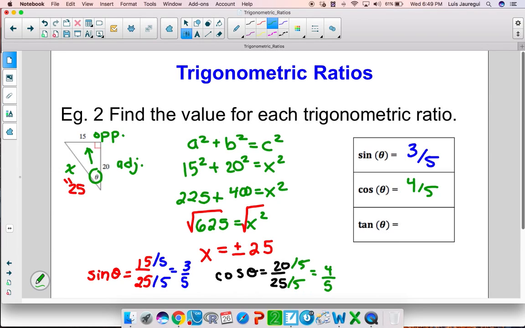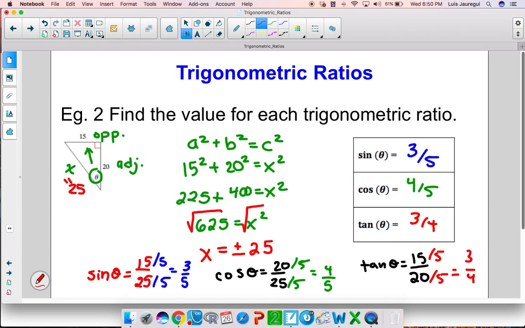And last but not least, tangent of theta is the ratio relating opposite divided by adjacent. So we have 15 divided by 20. We find the greatest common factor, which happens to be 5 as well. And this will be 15 divided by 5, which is 3, and 20 divided by 5, which is 4. So this is 3/4.